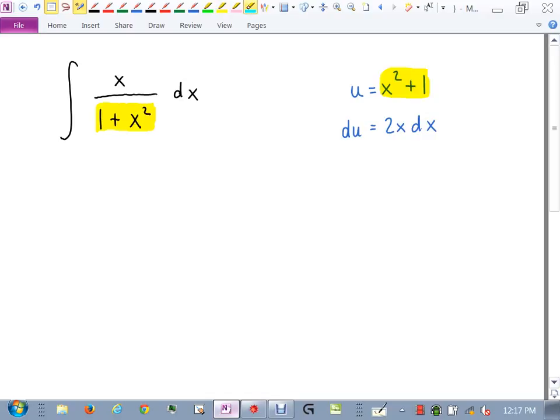Now, my x dx right here needs to match up with that x dx right here. So I'm off by 2. So again, I'll multiply both sides by 1/2. It won't always be 1/2. So I will be able to replace x dx with 1/2 du.